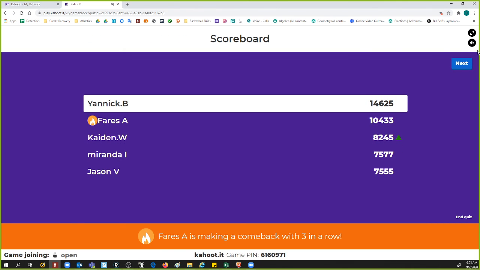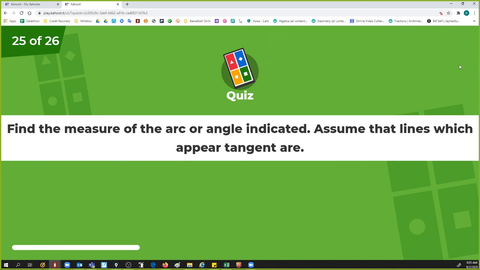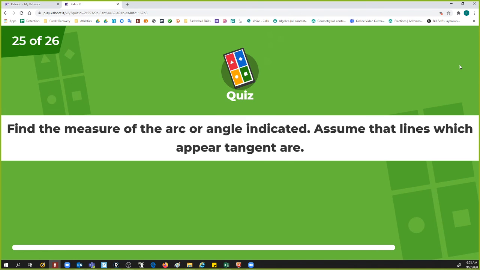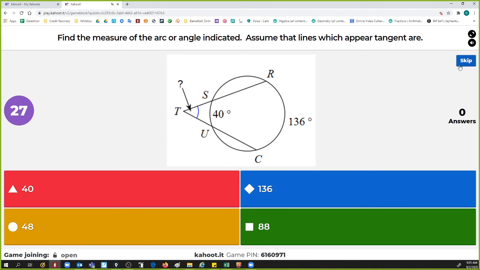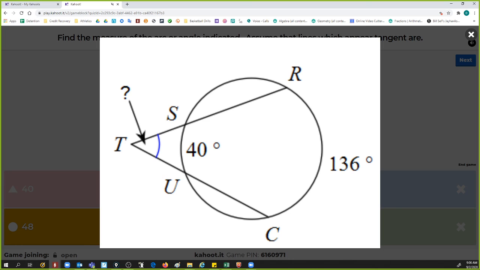Ferris on fire. Oh, nah, but I think Yannick's lead is too big. I don't know if Ferris is going to catch him. 2 questions left. Okay, quickie. All right, well, more than half of you got this one wrong. I don't know, maybe you're just tired.